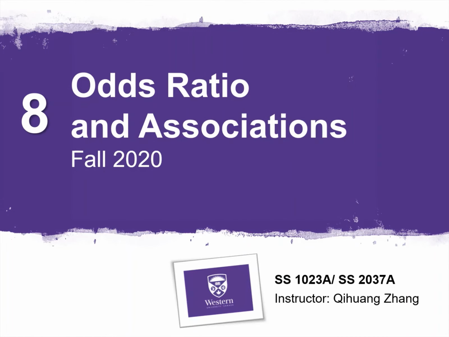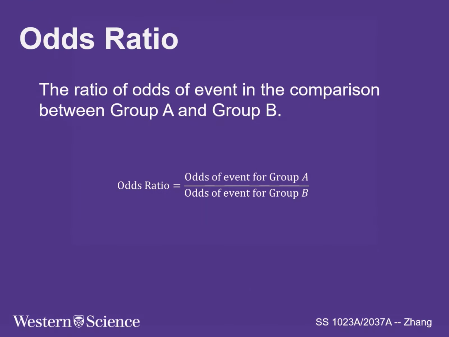In this video, we are going to talk a little bit more about the odds ratio. We are going to talk about the property of the odds ratio and its implication in associations. The odds ratio is defined as the ratio of two odds in a comparison between Group A and Group B, where Group A is the group of our interest and Group B is our control group.